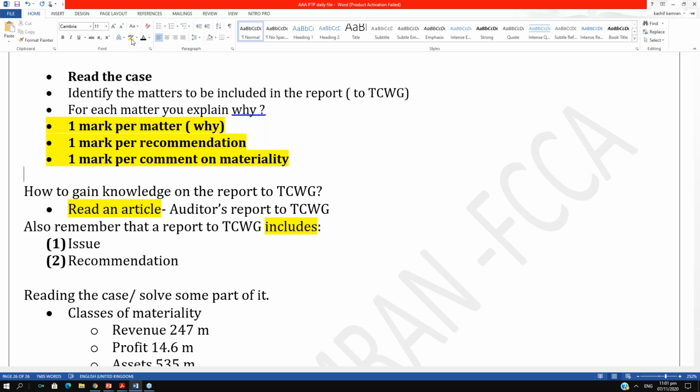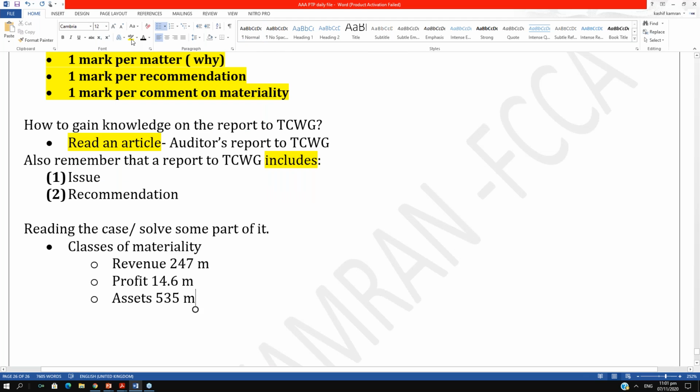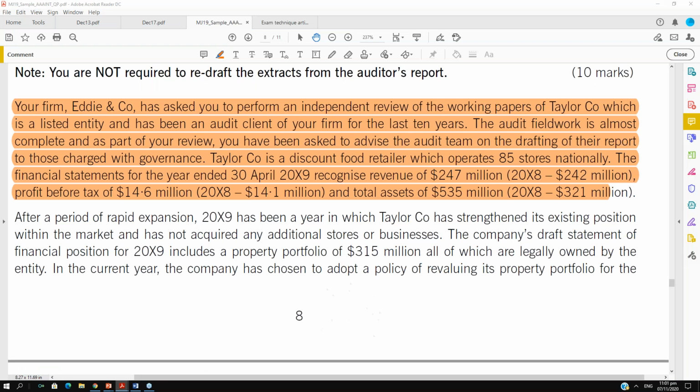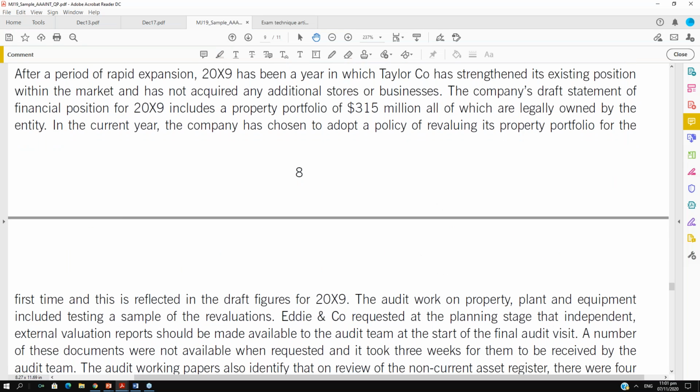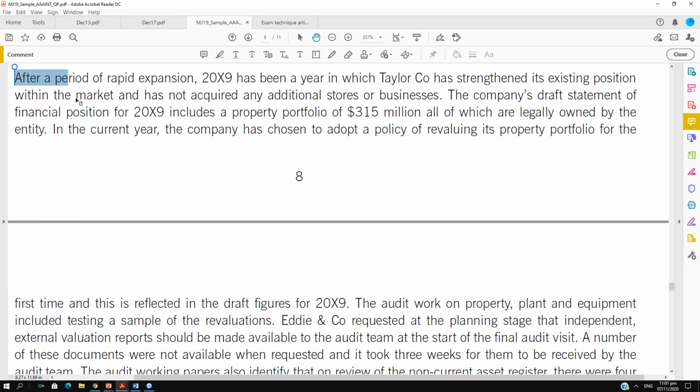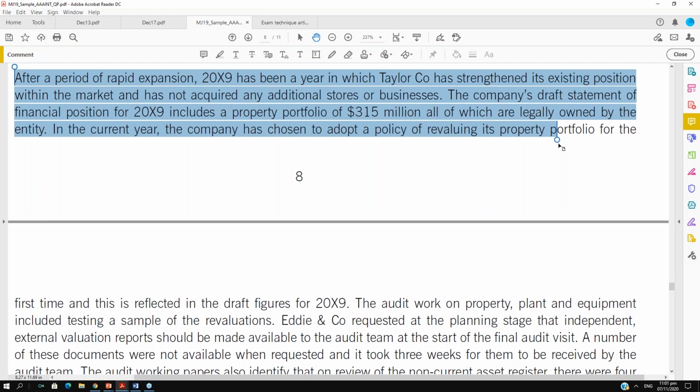Okay, let's see if we have the first problem to write and explain. You go down further in the June 19 paper and you read this. Okay, please read it till here because I need to shift the page. I don't have space. So just read this paragraph in orange.